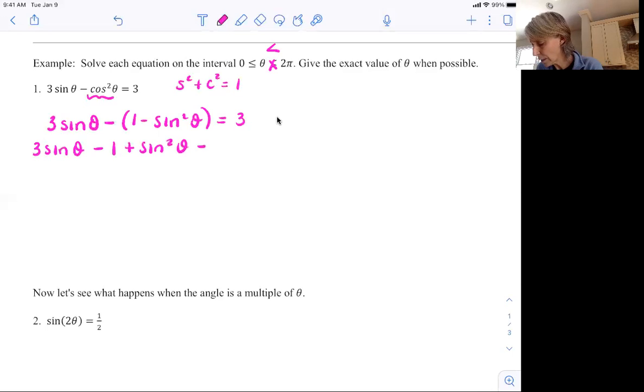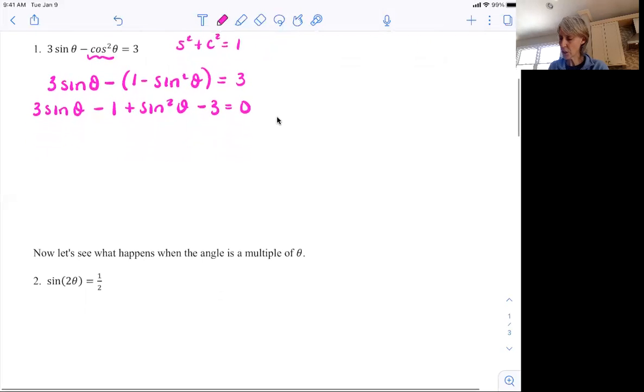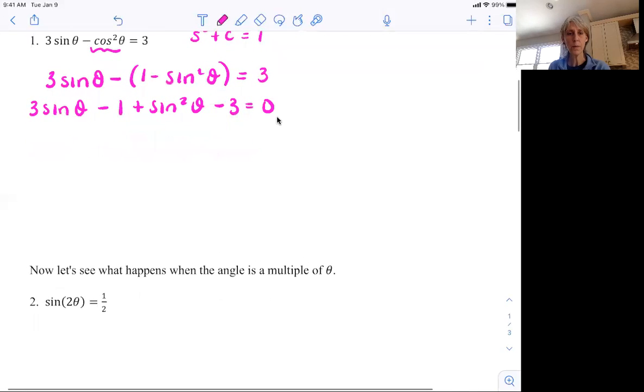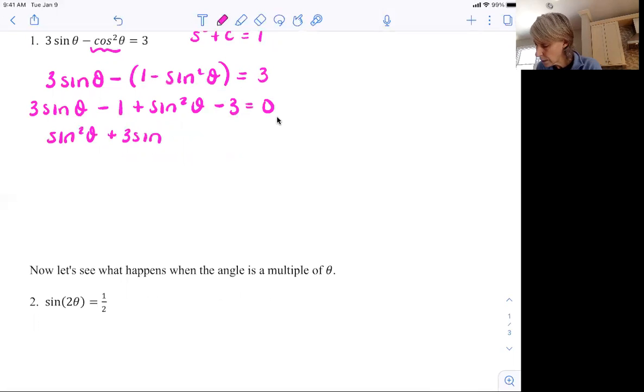And we'll get everything to one side because we are dealing with a quadratic. So we want to make sure we have everything on one side and it's set equal to 0. Now let's just rearrange our terms and combine any like terms. Sine squared theta plus 3 sine theta, and I have -1 and -3, so this becomes -4 equals 0.